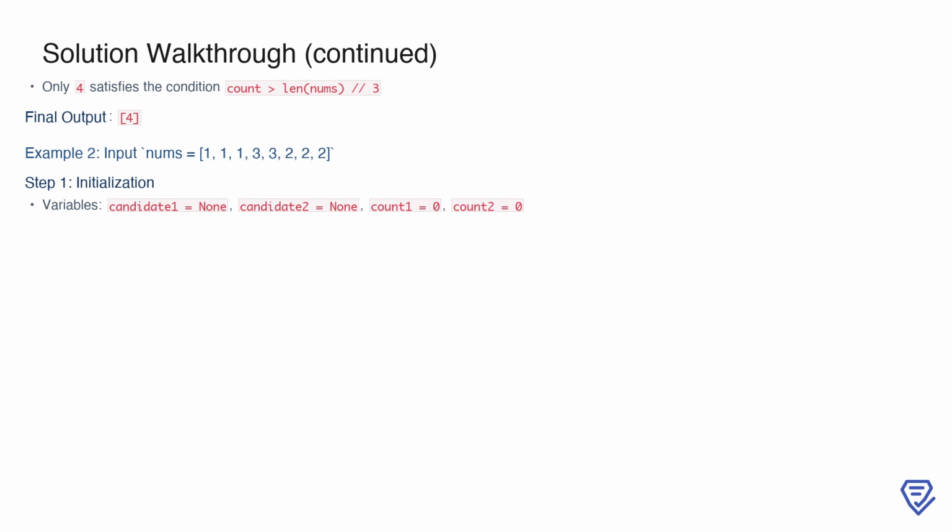Now, let's look at another example. For the input nums equals 1, 1, 1, 3, 3, 2, 2, 2, we again start with initialization. We set candidate 1 and candidate 2 to none, and both count 1 and count 2 to 0. This prepares us to identify the potential majority elements in the array.